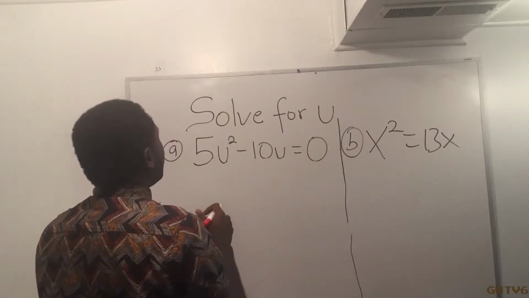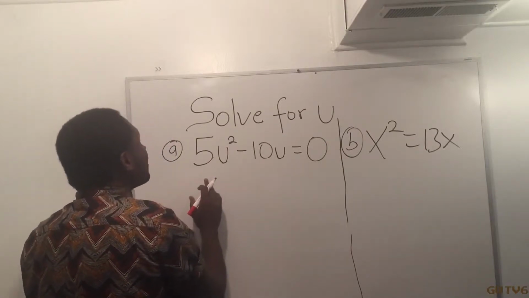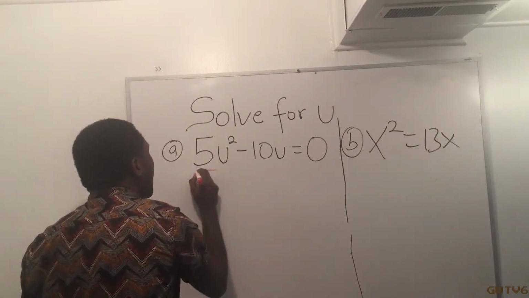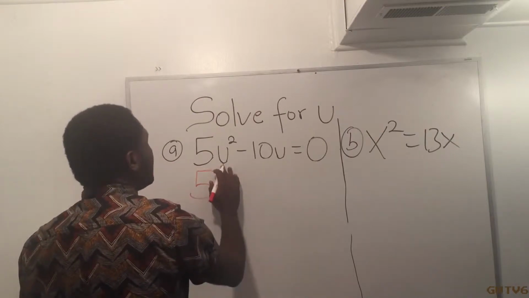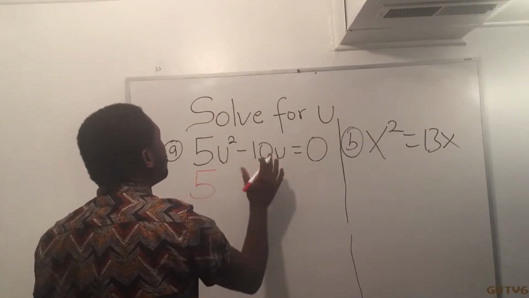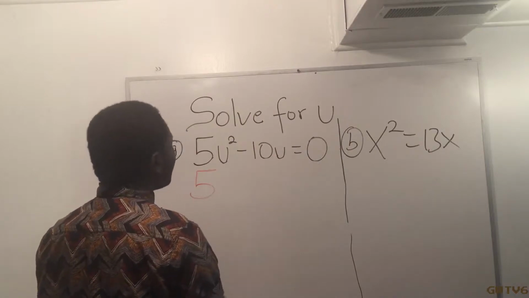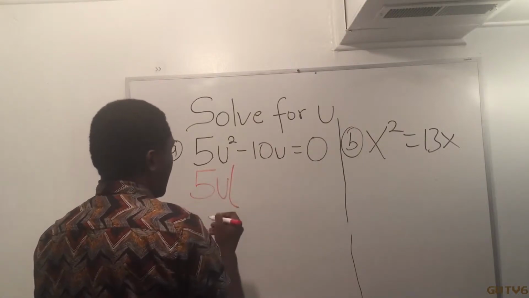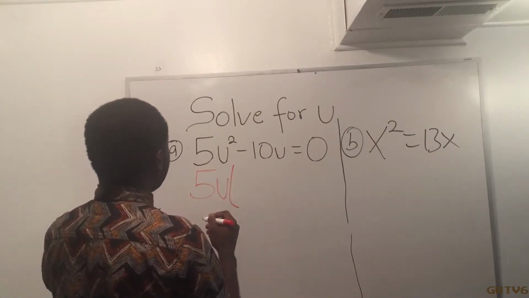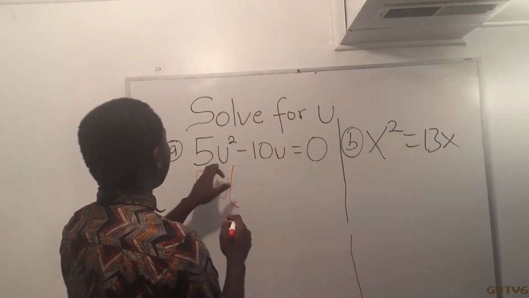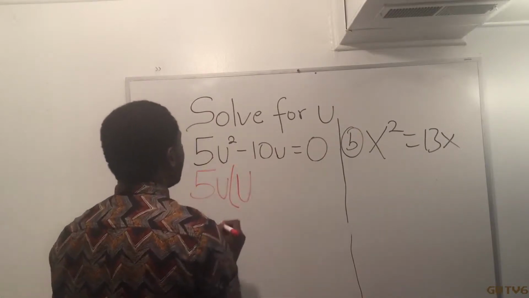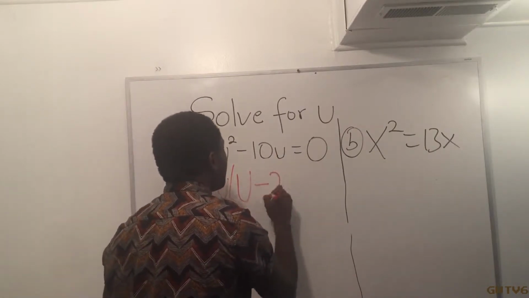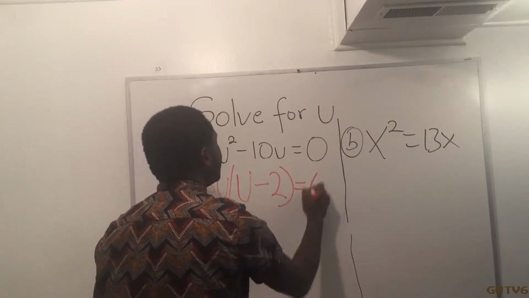So here, to factor that, I remember: what is the biggest number that can divide into 5 and 10? That is 5, right? So I'm going to have my 5, and then looking at these, I have a u squared and I have a u. I have to pick the one with the lowest power, right? So I'm picking u to come out. And now what times 5u will give me 5u squared? That is a u. What times 5u will give me negative 10u? Negative 2. And then equals 0.